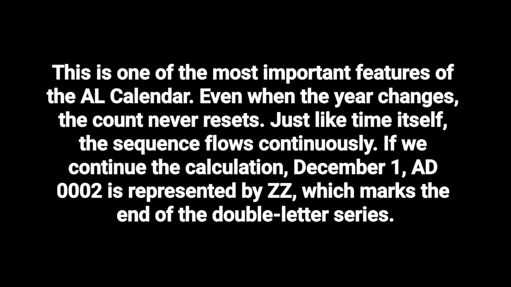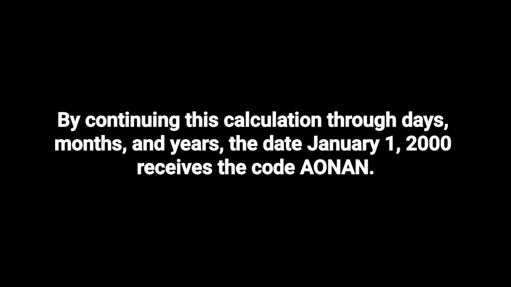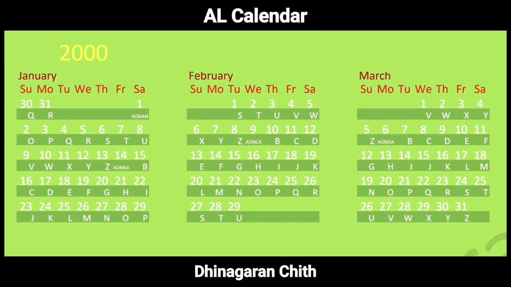If we continue the calculation, December 1st, AD 0002 is represented by ZZ, which marks the end of the double-letter series. The following day, December 2nd, AD 0002 becomes AAA, and December 3rd becomes AAB, marking the beginning of the three-letter series. By continuing this calculation through days, months, and years, the date January 1st, 2000 receives the code AONAN. This idea of recording time using letters instead of numbers is what I call the AL calendar.